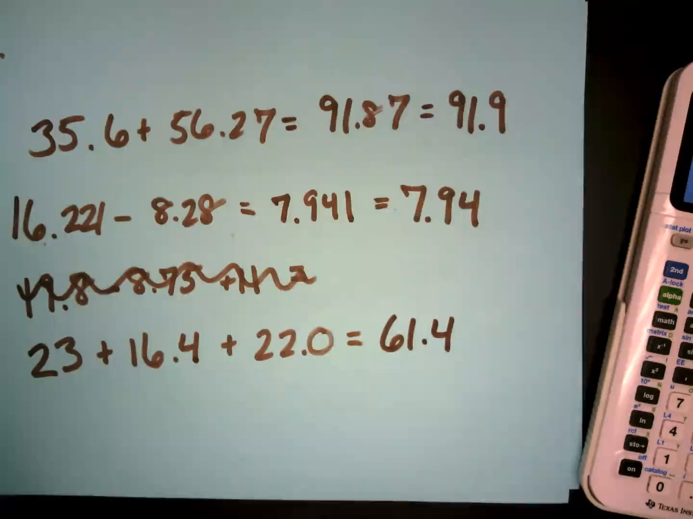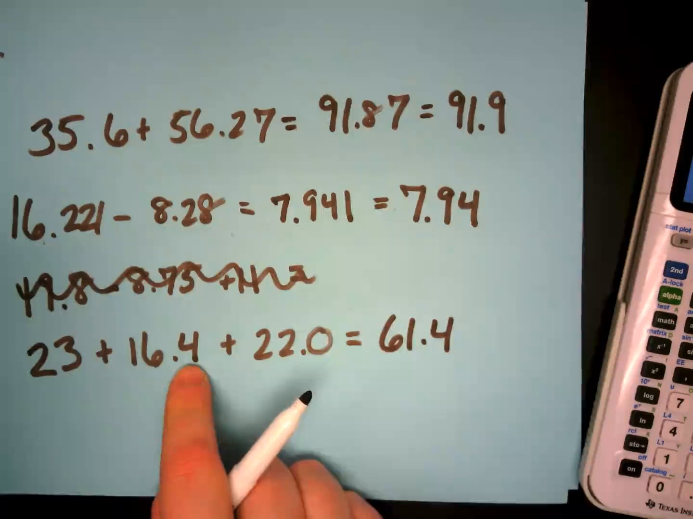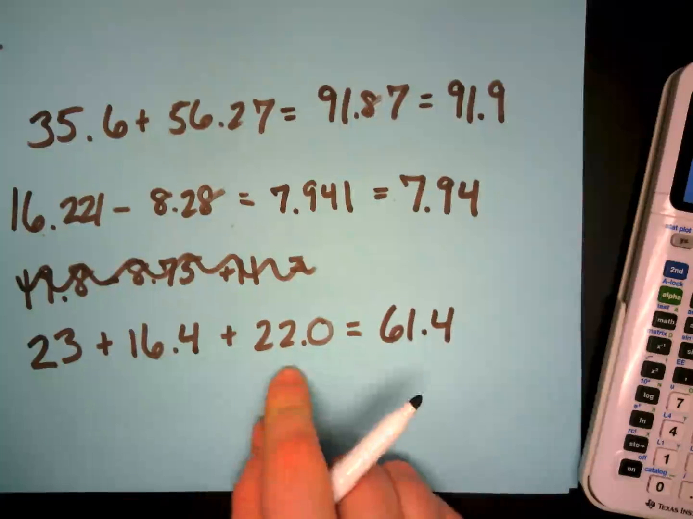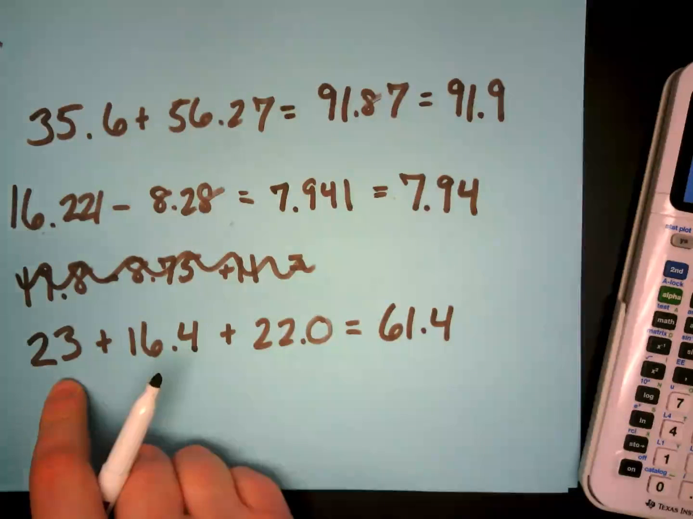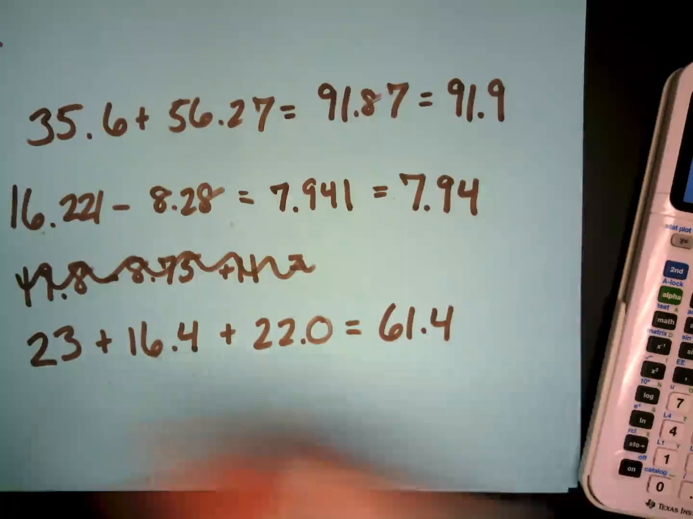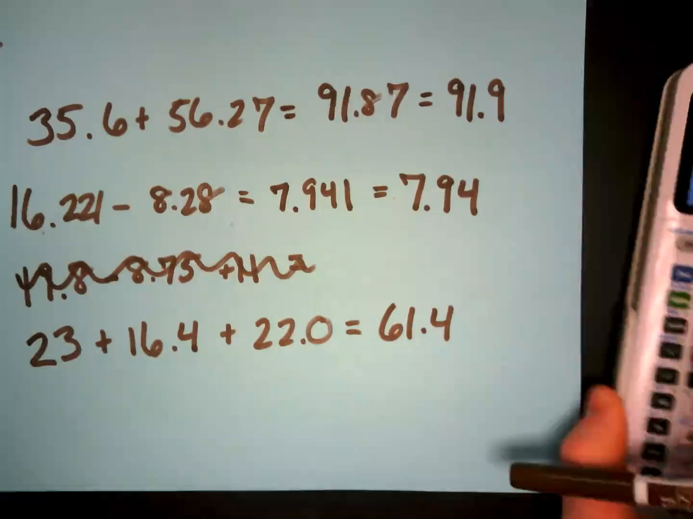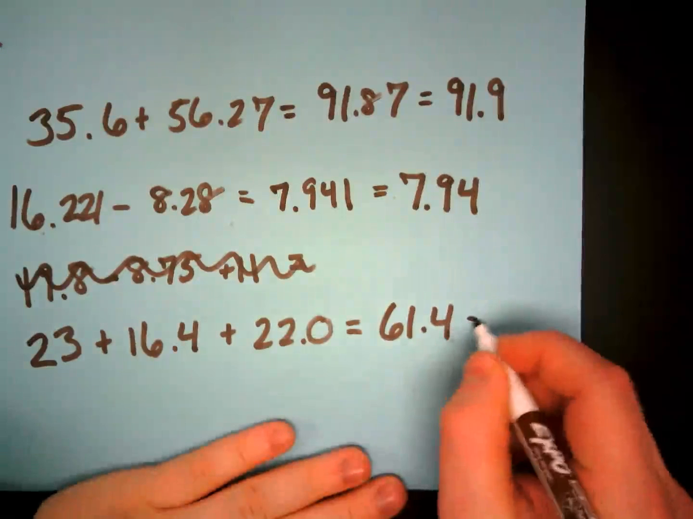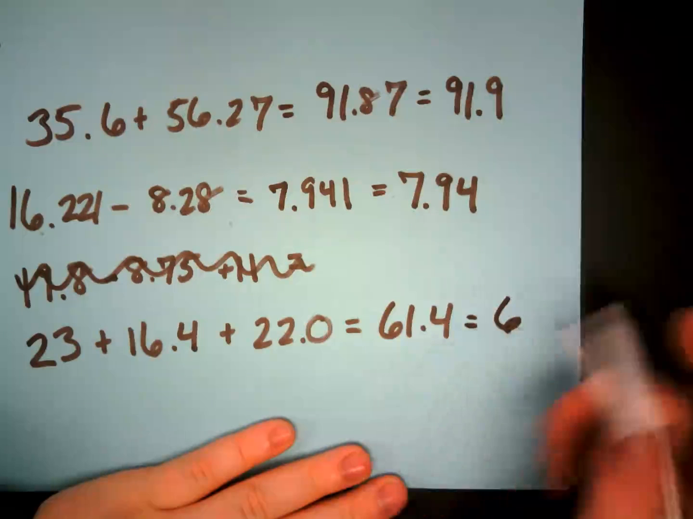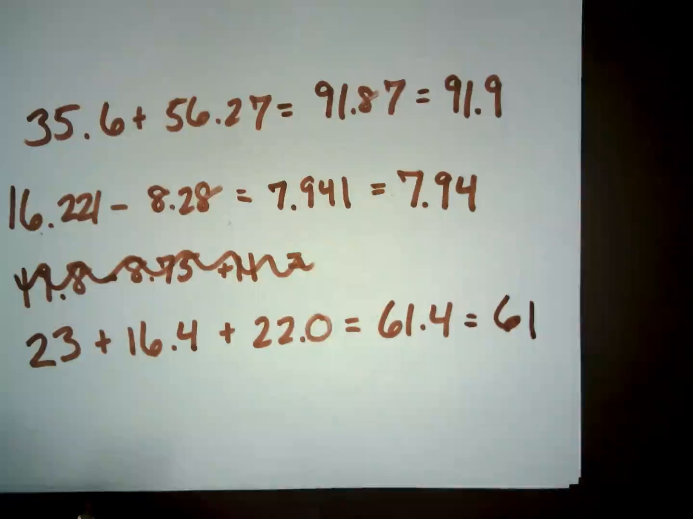Okay, so what we get here on our calculator is 61.4. Now, how many decimal places do we have here? We've got 1. How many do we have here? We have 1. How many do we have here? We have 0. So, if we have 0 decimal places, our answer has to show 0 decimal places. So, our final answer here isn't 61.4, it's just 61.